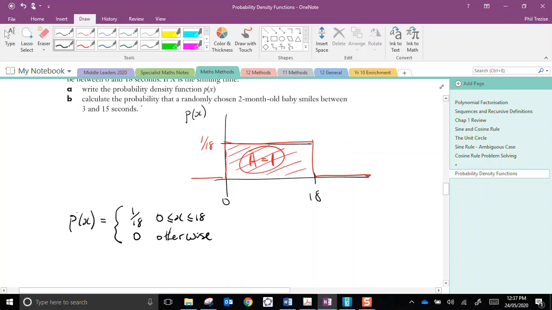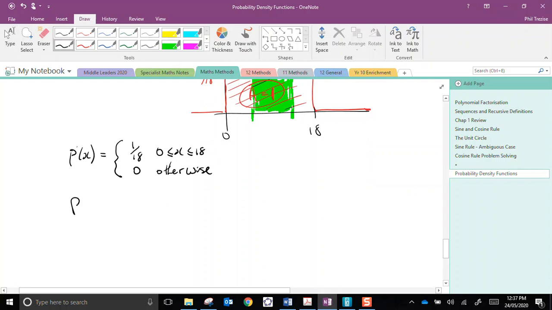Part B, calculate the probability that a randomly chosen 2-month-old baby smiles between 3 and 15 seconds. So let's have 3 there and 15 there. What we're really after is the area there to answer this question. So the probability that our random variable is between 3 and 15 is the integral from 3 to 15 of our probability density function.